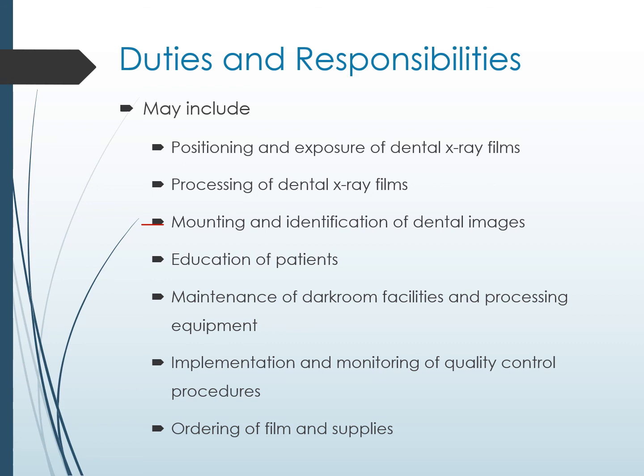The maintenance of darkroom facilities and processing equipment, we need to understand and to be able to do these things, because if you go to an office where they have a darkroom or they're using processing equipment like that, you're not going to want to be lost. The implementation and monitoring of quality control procedures. So taking those tests and things like that, you're going to need to be able to perform those tests. And ordering of film and supplies. This is something that not every office does, as far as whether the hygienist does it or the assistants do it. But making sure that you're ordering the right types of film and the right types of supplies for the equipment that you have in your office.